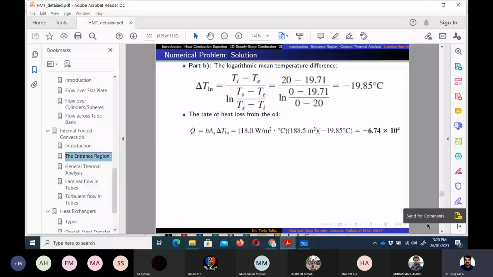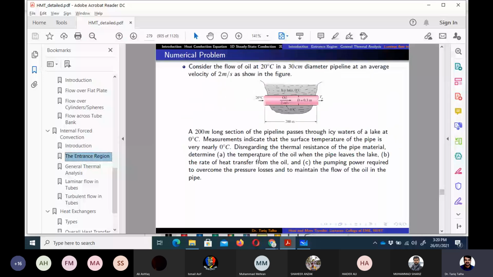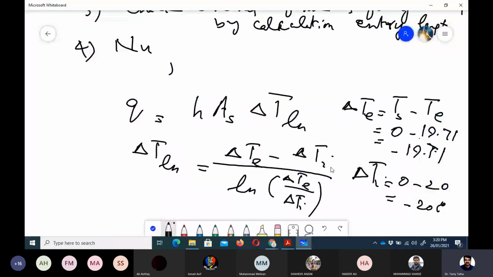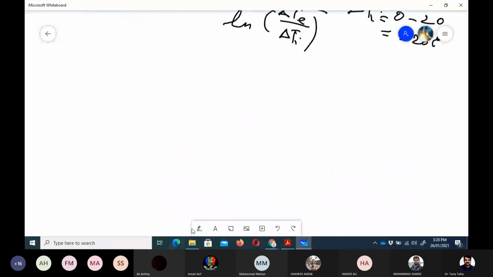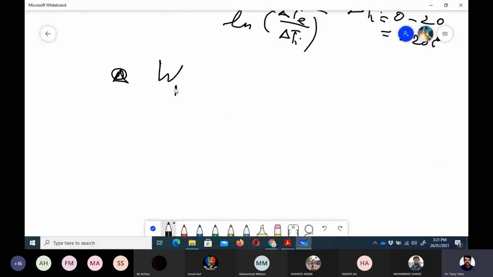Okay. So now the third part is the calculation of pumping power. For the pumping power, W of pump would be equal to volume flow rate into delta P.